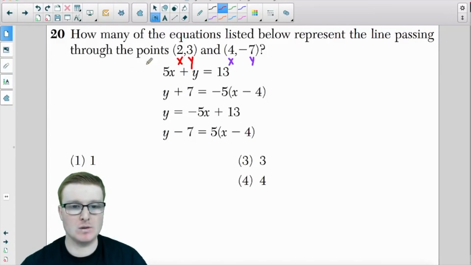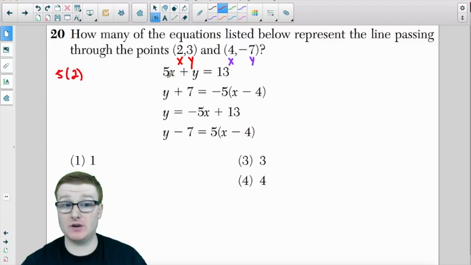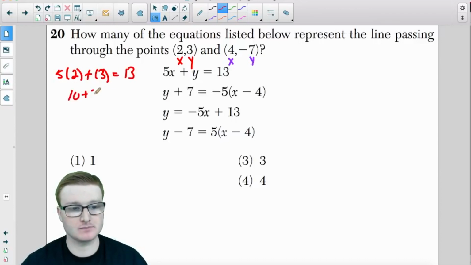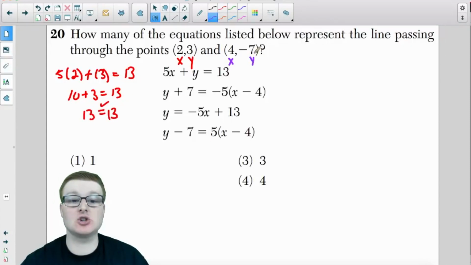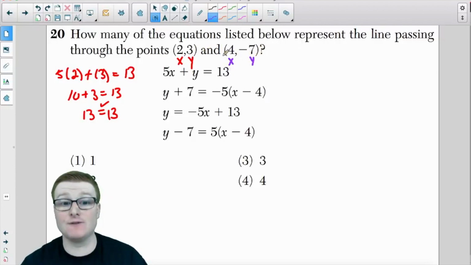So, what I'm going to do is take the (2, 3) and plug it into the first equation. So we get 5 times 2, because 2 substitutes in for x, plus 3. Does that equal 13? Well, 5 times 2 is 10, plus 3 is 13. 13 does equal 13. That checks out. But we need to make sure that (4, -7) works as well, because it says passing through the points (2, 3) and (4, -7). They need to work for both.